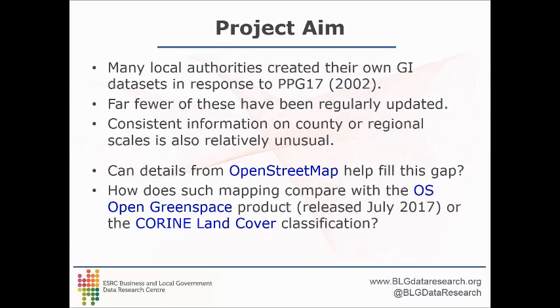So what we have done is essentially try and develop a method where we're working with OpenStreetMap data and combining it with other data sets to produce a green infrastructure database on a regional scale. And then we also want to see how that database compares with other potential green space data sets like the Ordnance Survey one or the Marine land cover.